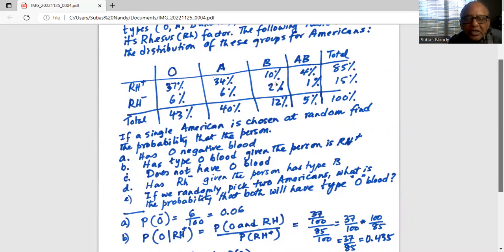Total of Rh plus is 85, first row, divided by 100. Hence, it is 37 over 100 multiplied by 100 over 85, which is 37 divided by 85 because the two hundreds in the numerator and denominator cancel. 37 divided by 85 is 0.435. Okay.